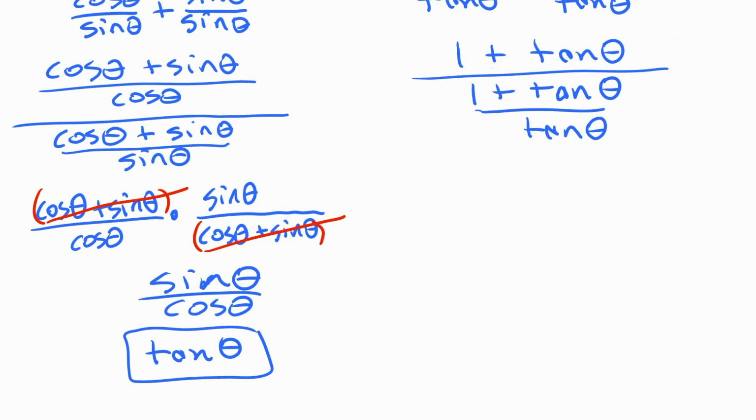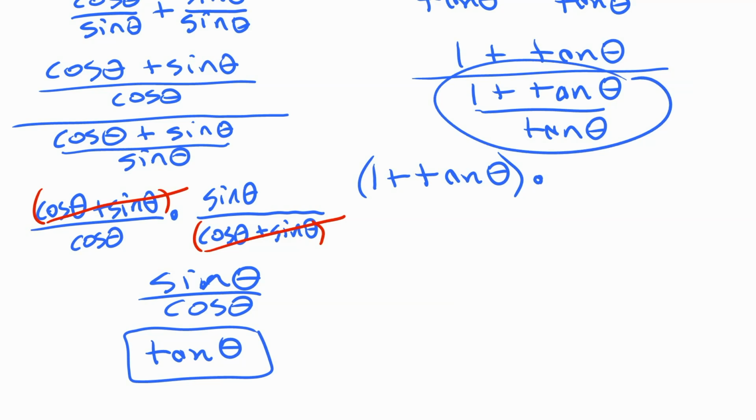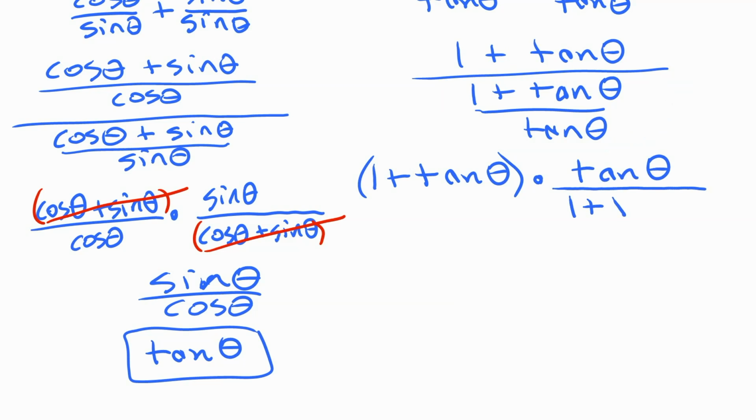So what that means is I can turn it into 1 plus tangent, the thing on the top, that thing right there, times the reciprocal of this thing in the bottom. Dividing by that thing is like multiplying by its reciprocal, so multiplying by tangent over 1 plus tangent. And then from there, I can look to simplify it.